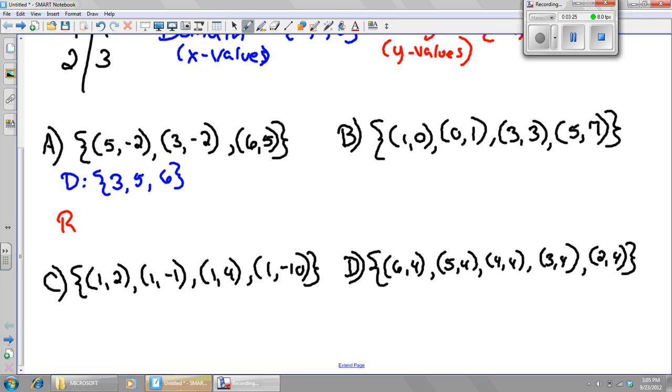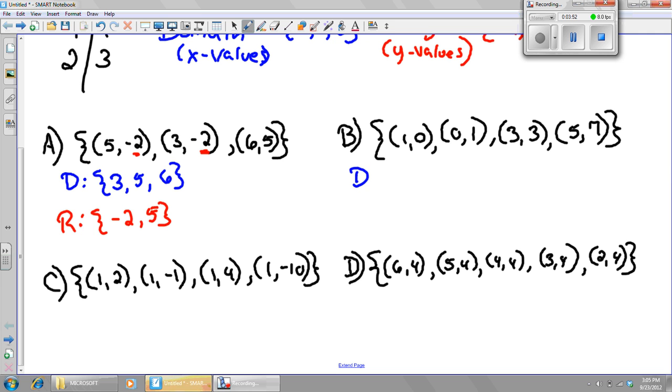Now my range looks like it's going to be -2 and 5. I'm not going to write the -2 twice, even though it showed up twice. It's redundant. It's part of the range. So one of the y values is -2. If you'd like to pause at this point, go right ahead, try to do the rest. If not, just keep watching.